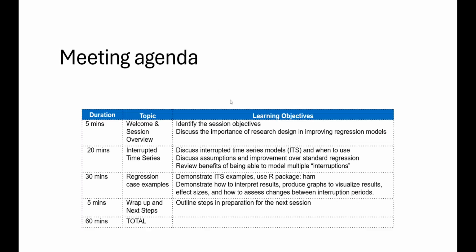So let's begin. For our agenda, for the first 5 minutes we'll do a welcome and overview. We'll identify the session objectives, discuss the importance of research design in improving regression models. For the first discussion, we'll look at interrupted time series. We'll discuss interrupted time series models and when to use them, discuss assumptions and improvement over standard regression, and we'll review the benefits of being able to model multiple interruptions.